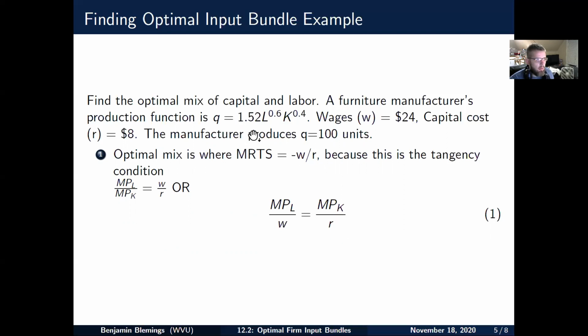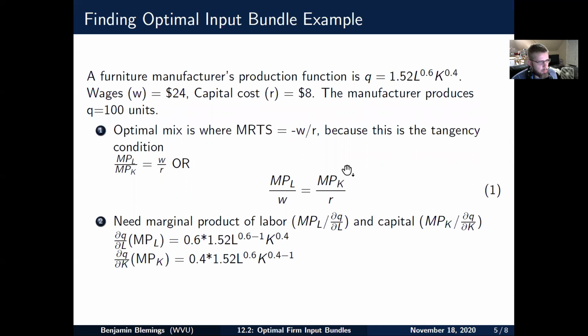And so we have a production function, and we have the price of inputs. Labor costs $24, capital costs $8. And we know that the manufacturer is looking to produce 100 units of output. And so how do we find the optimal bundle? The first thing we need to know is the optimal condition, which is the marginal rate of technical substitution equals the ratio of prices. And this is where the isoquant will be tangent to the isocost, the lowest isocost possible, which is pretty cool. We can just find that point with these powerful mathematical methods, which I think are cool.